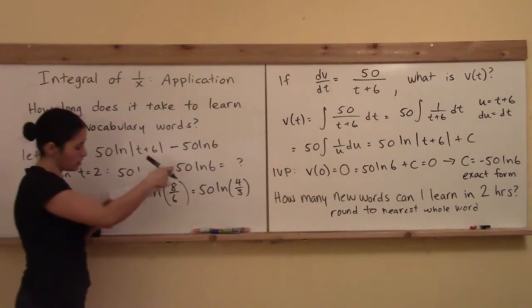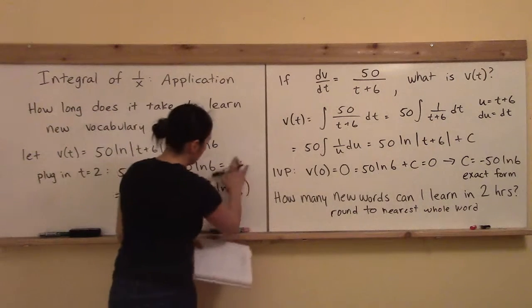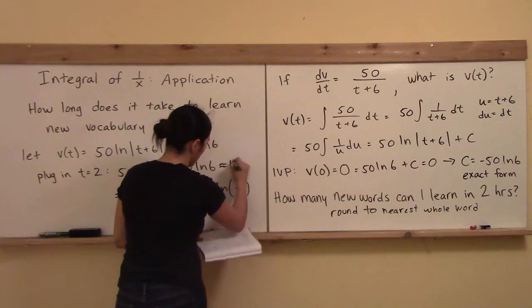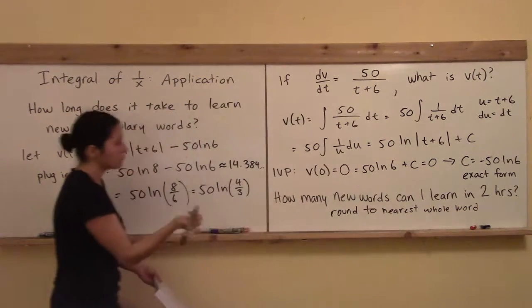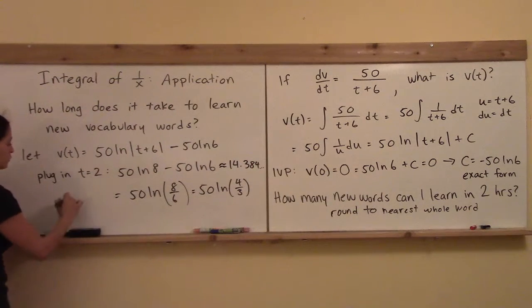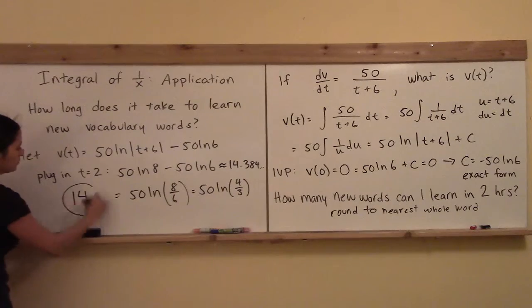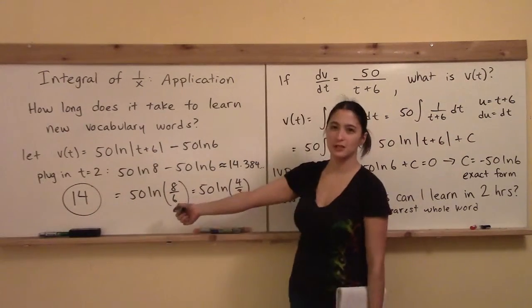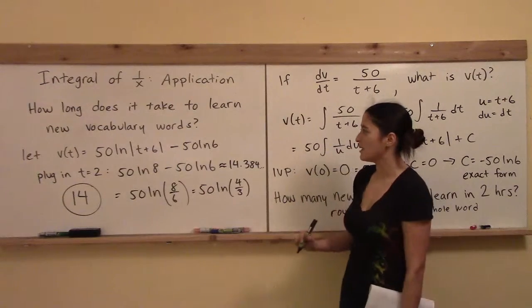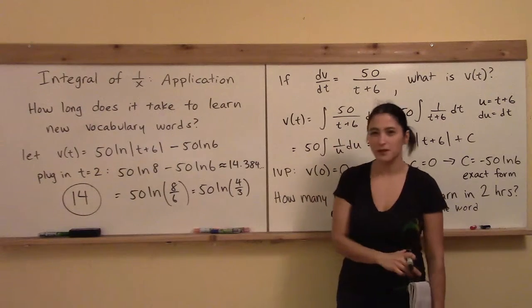And either way, you're going to be looking for the number approximately 14.384..., rounded to the nearest whole word. So all in all, the answer is 14 new words. Okay? 14 new words is how many words I can learn in 2 hours. It's probably a pretty hard foreign language.